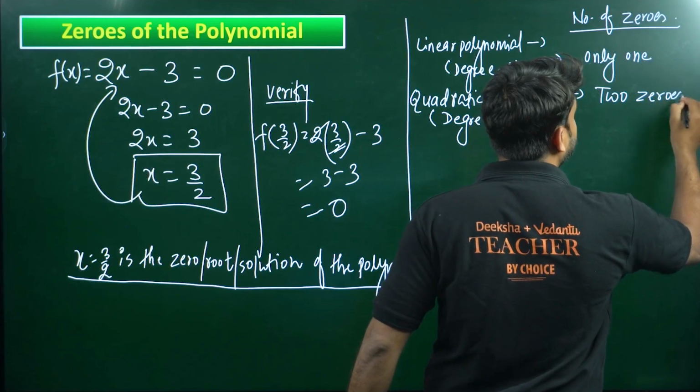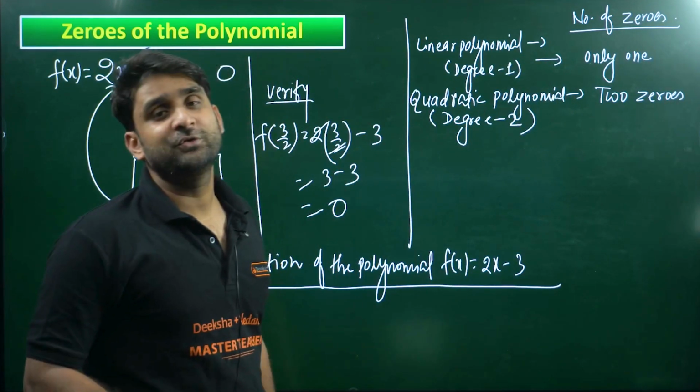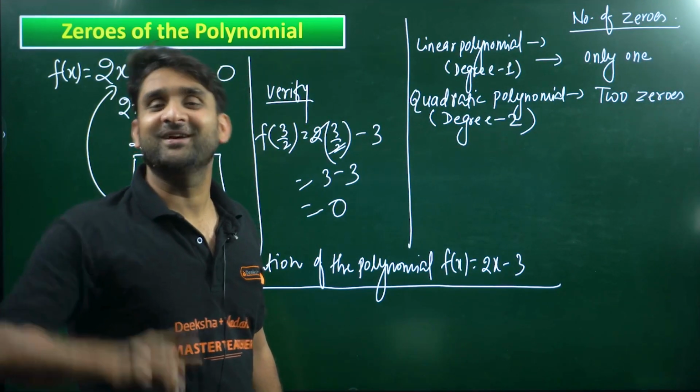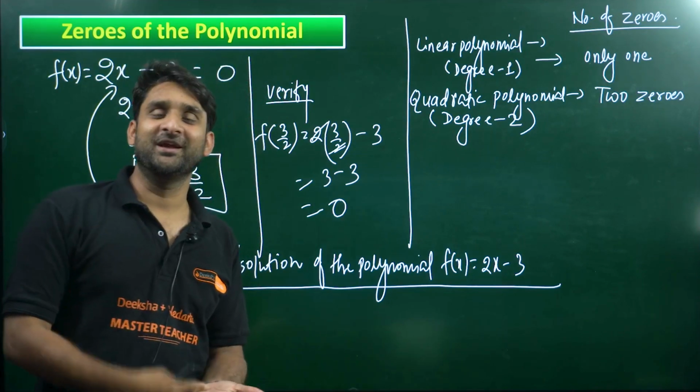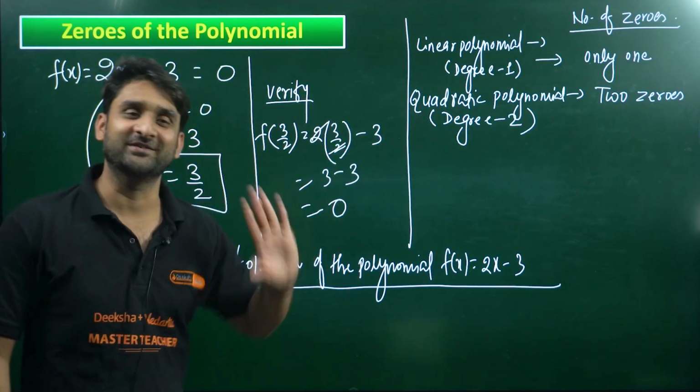How many solutions will be there? 2 solutions. How many zeros will be there? 2 zeros. How many roots will be there? 2 roots. All are the same. Whether you say root, zeros or solution, all are the same.